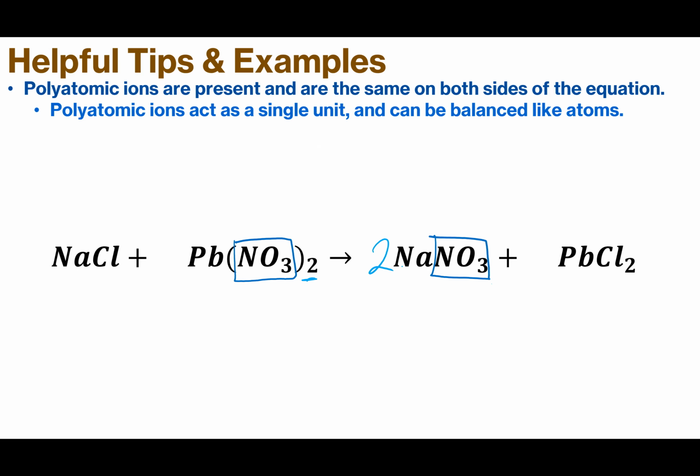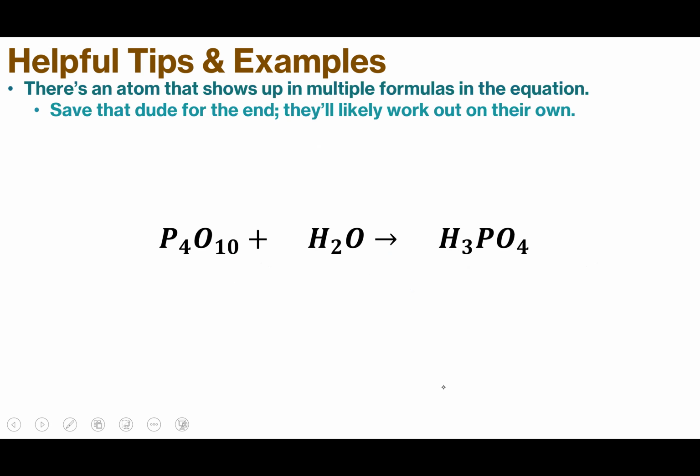And just like we saw in the previous example, we have a domino effect. Putting the 2 here for 2 nitrates also gives us 2 sodiums, which means on the reactant side, we need 2 sodiums. This also gives us 2 chlorides. On the right side, we have 2 chlorides, so this is good. So keep an eye out for polyatomic ions. They just have to be the same on both sides. If they're not the same on both sides, you're not going to be able to do it this way. You will be able to balance it just by counting all the atoms.